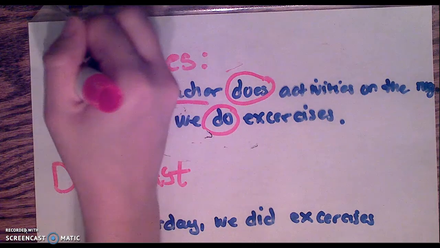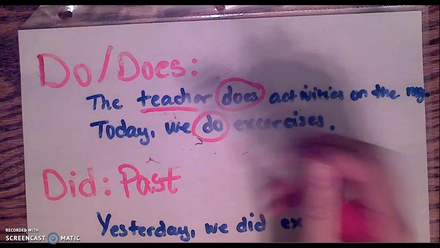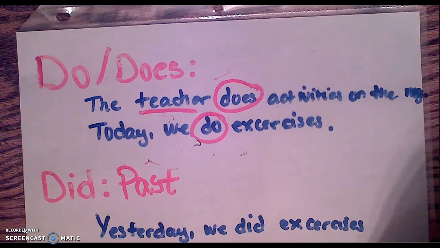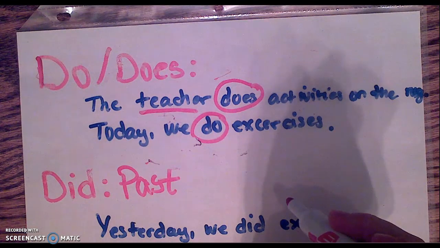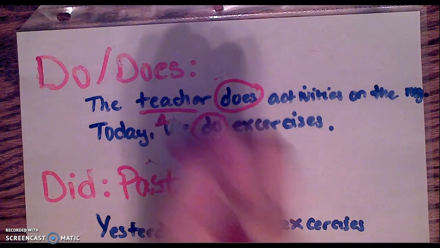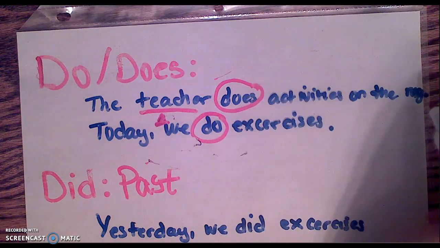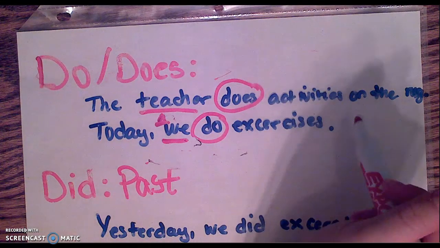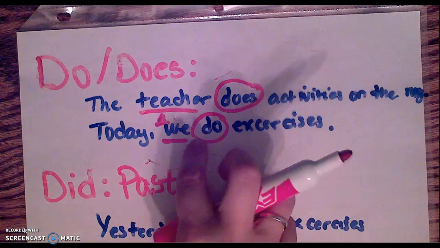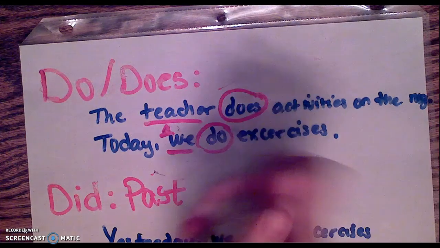Now, we have some other words. Do and does. Do and does. The teacher does activities on the rug. Teacher, is teacher one subject or more than one subject? It's one. The teacher does activities on the rug. Today we do exercises. Now, tell me, is we one or more than one? It's more than one.